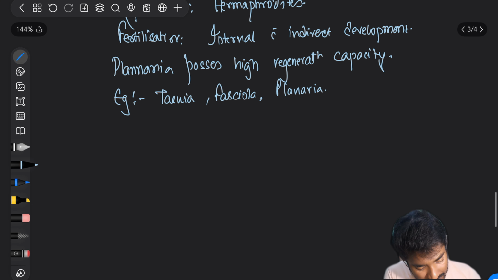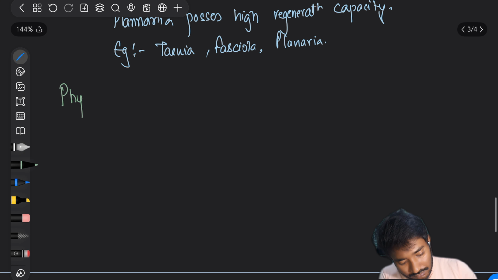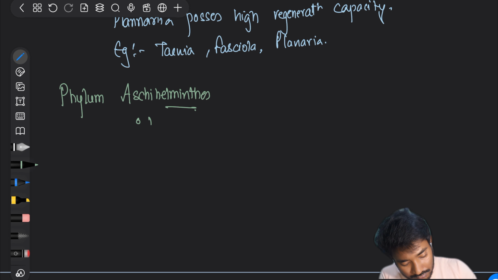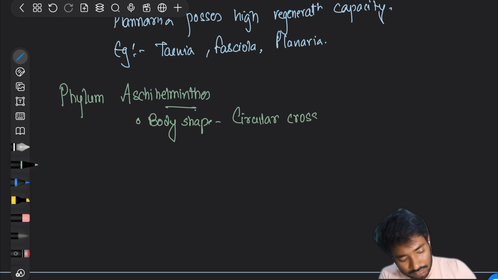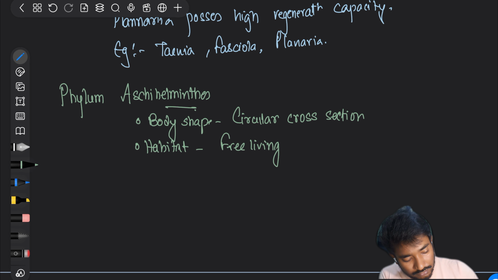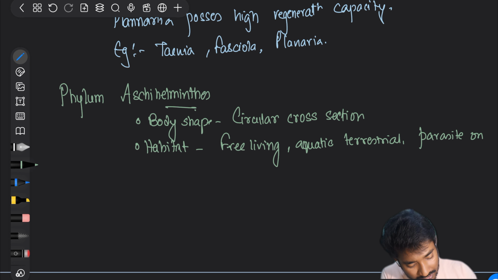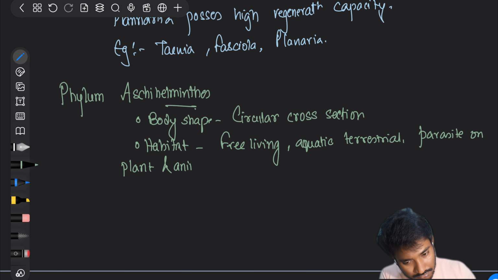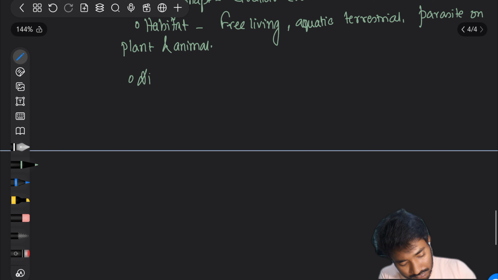Now come to Aschelminthes, phylum Aschelminthes. Body shape: circular cross section. Habitat: free living, aquatic, terrestrial, parasite on plant and animal. Digestive system: complete and well developed.